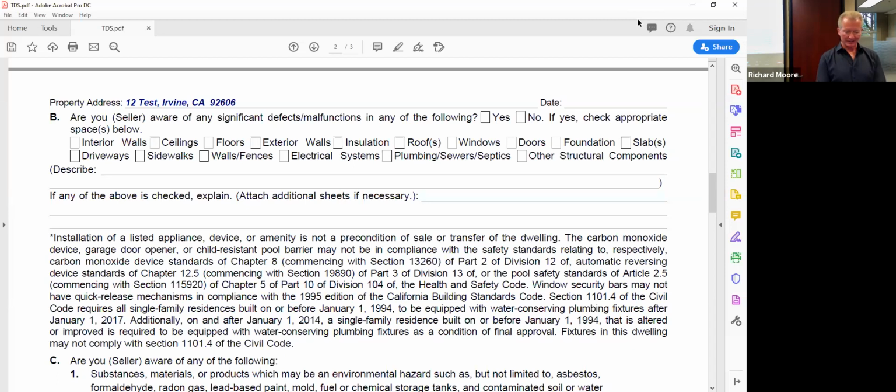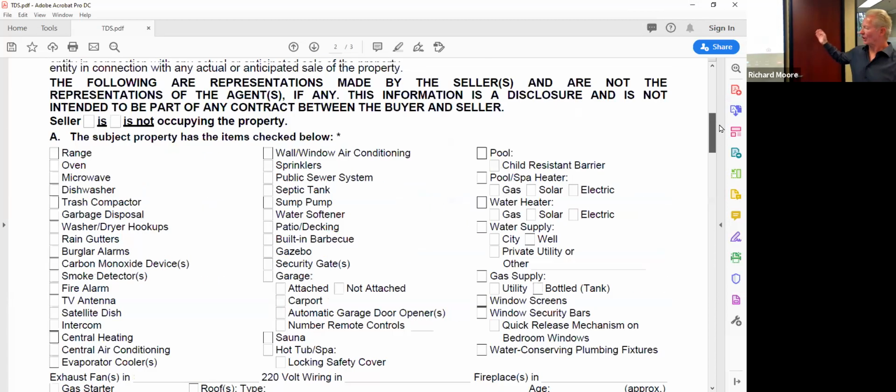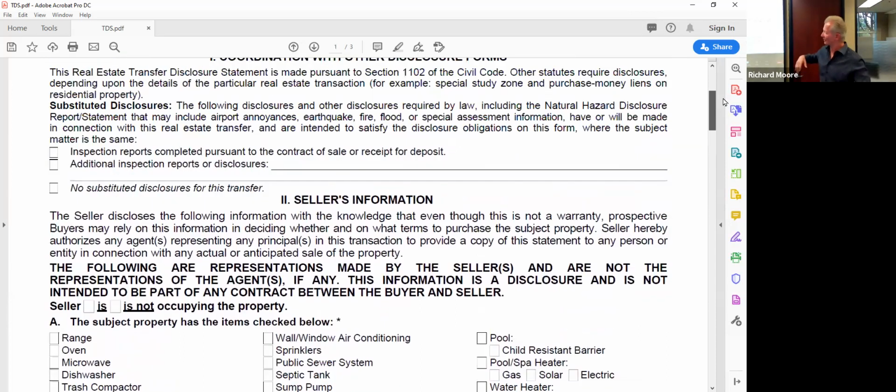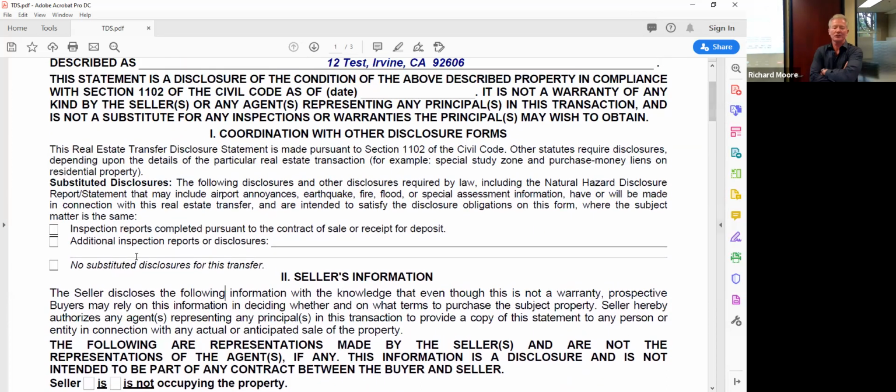And then, so remember, completion of the TDS. The TDS is considered complete when you check one of the boxes under section 1. You answer all the questions, so check the box for no substituted disclosures. If you leave that blank, then the TDS is not considered complete. So don't put yourself in a position where somebody technically can tell you, no, you never delivered a complete disclosure, thus the rescission period remains open. So let's not put ourselves in that position.